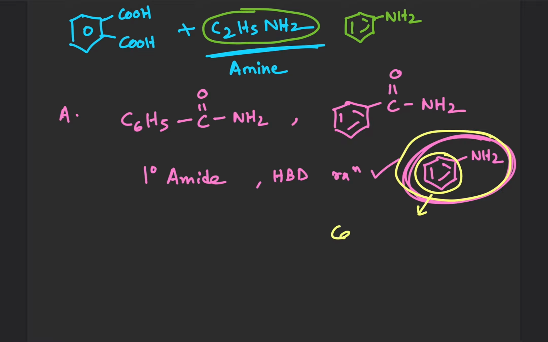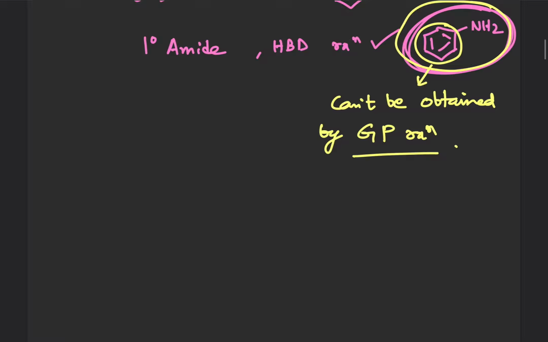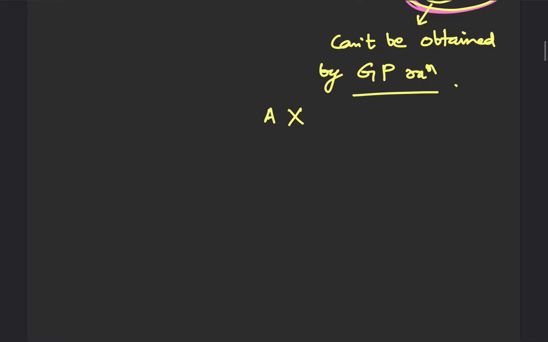So this cannot be obtained by Gabriel Thelimid reaction. Therefore, compound A is not correct. Okay, A is not correct. Then we will talk about compound B.